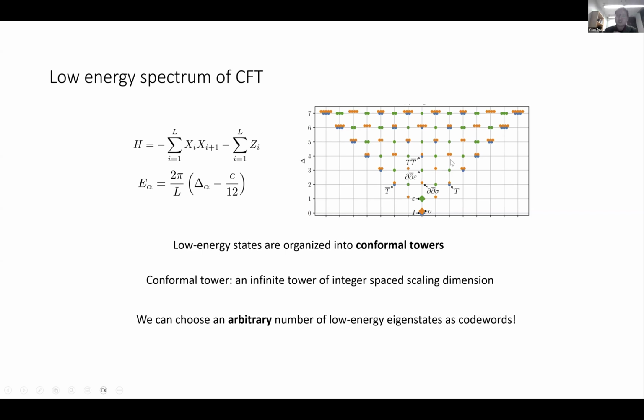So here, in order to choose a closed subspace, we can just choose an arbitrary number of low energy eigenstates. For example, you can cut off at scaling dimension equal to 7, and I believe there are about 100 states in the figure. So now the closed subspace dimension is 100. So you choose an arbitrary number of them, and that gives you the encoding.